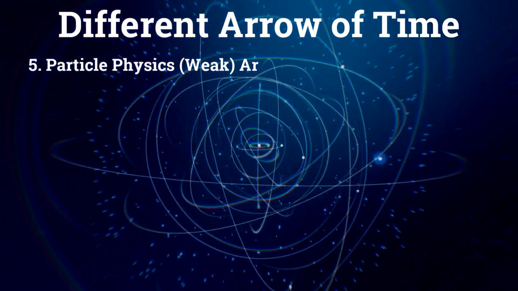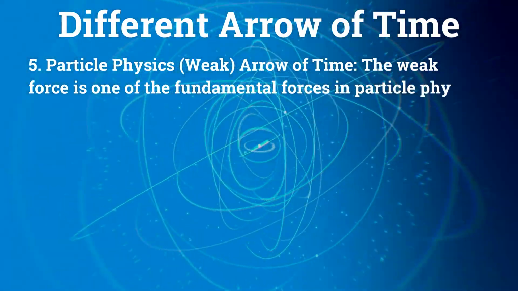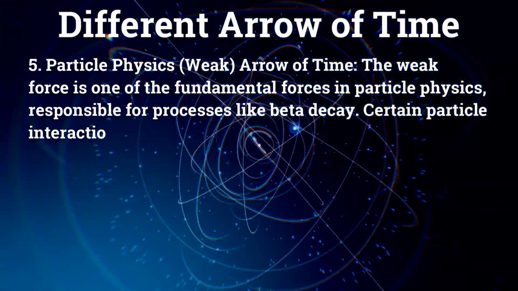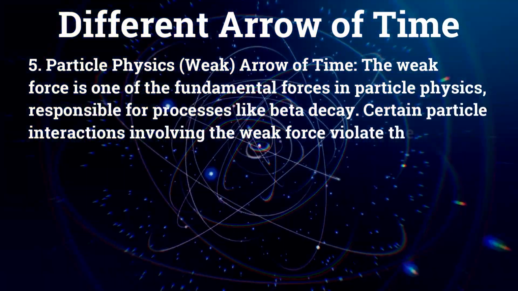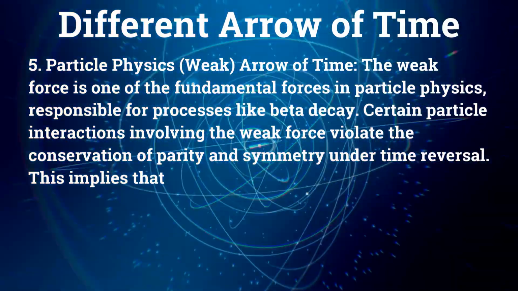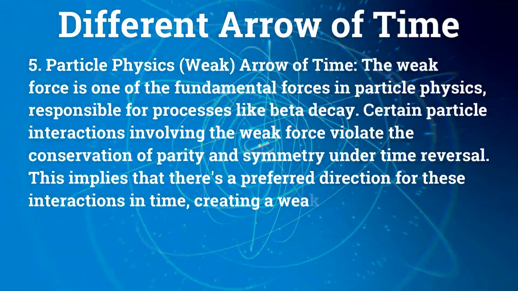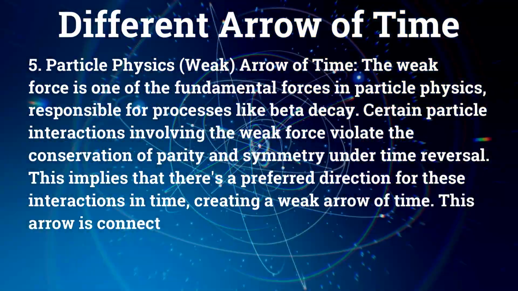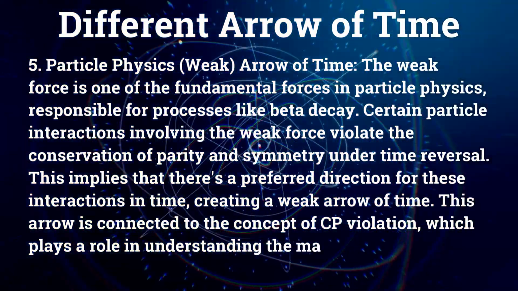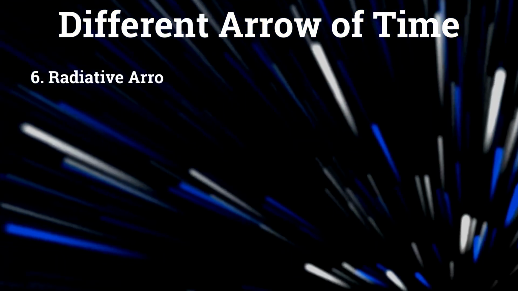Particle physics, weak arrow of time. The weak force is one of the fundamental forces in particle physics, responsible for processes like beta decay. Certain particle interactions involving the weak force violate the conservation of parity and symmetry under time reversal. This implies that there's a preferred direction for these interactions in time, creating a weak arrow of time. This arrow is connected to the concept of CP violation, which plays a role in understanding the matter-antimatter asymmetry in the universe.